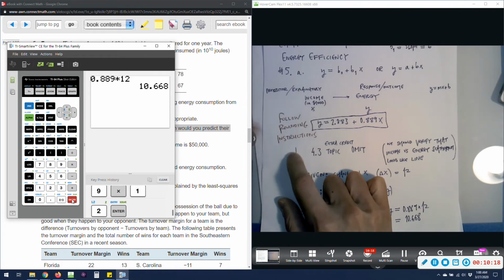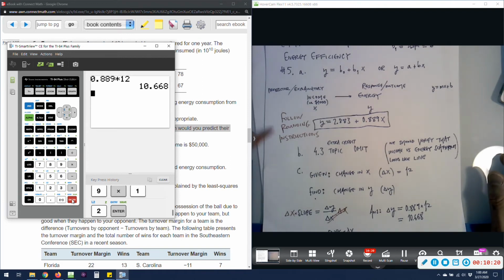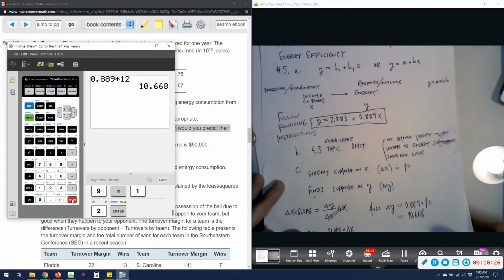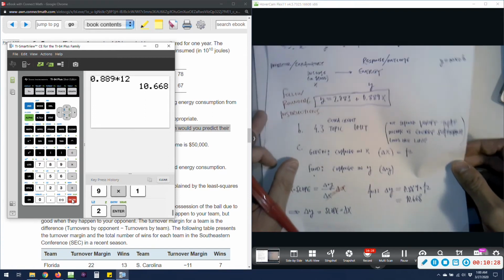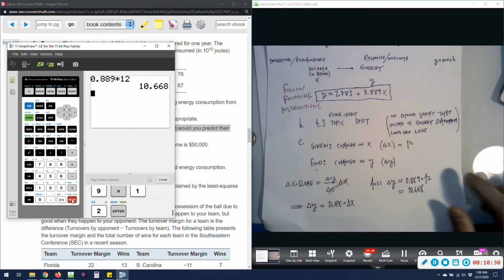Whatever the book says, if it says 4 decimal places, then take 4. If it says 3, take 3. In practice, what you do is you take as many as you need. I just took 3. That's just what I usually do. So this is what I have here.